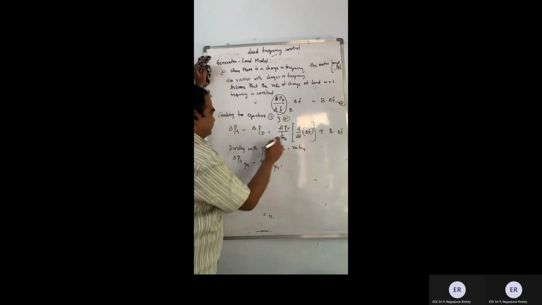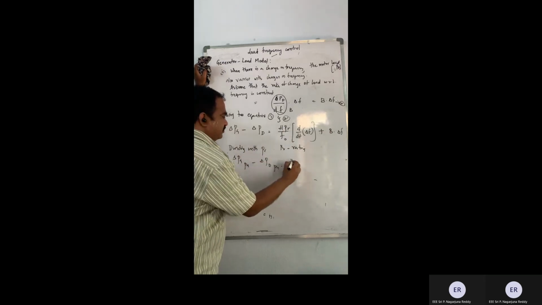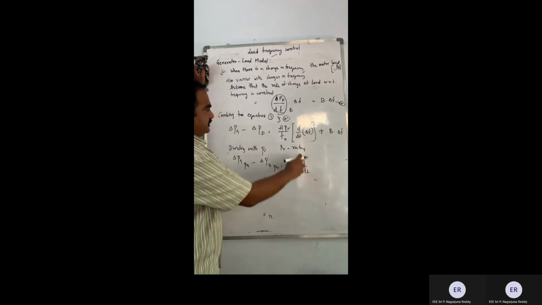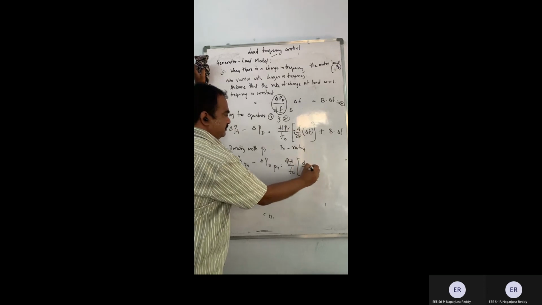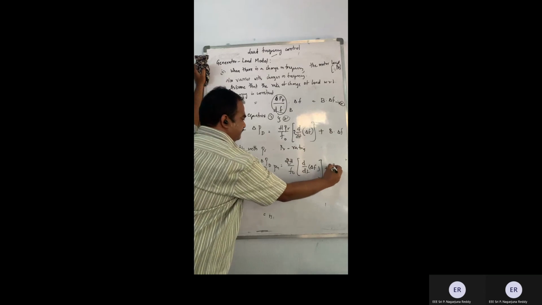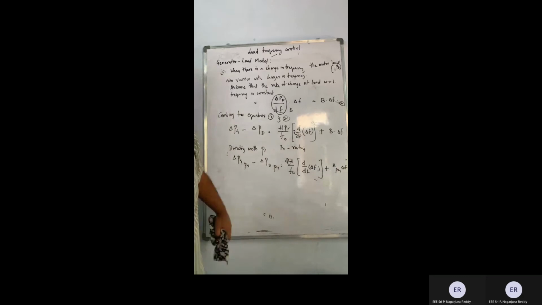Dividing the entire thing with PR, this will become per unit. Here, PR will go. I think there must be a 2, right? I forgot the 2 here. Please check it again. This is B per unit into delta.